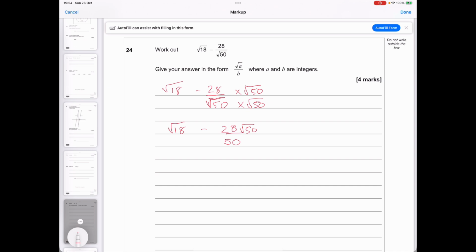And from there, you can have a little think about what works for root 18. So root 18 is the same as saying root 9 times root 2, and that's 3 root 2. And that's minus 28 over 50, which we can make a little bit better in a minute.